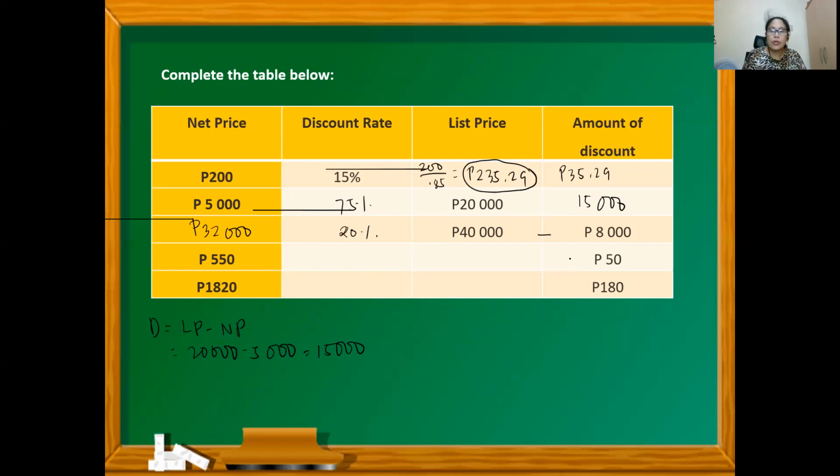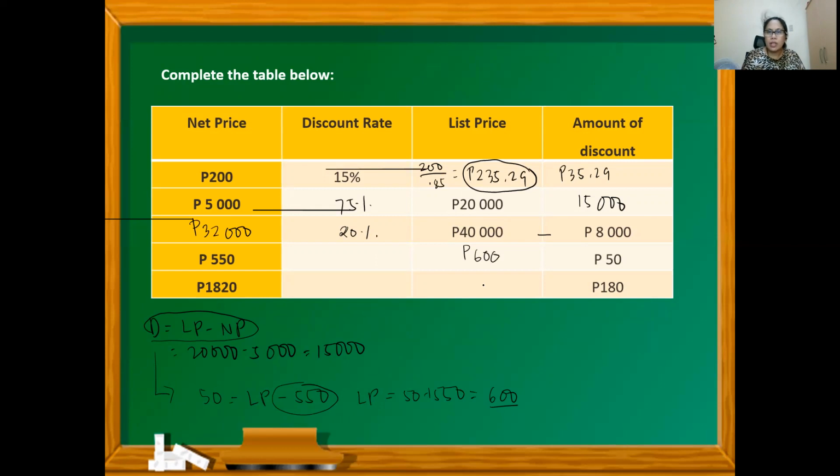For this, we can work on this formula. Okay. But here we are given the discount and the net price. Probably we can substitute the given here, and the discount is 50, and then we don't know the list price, we less that by 550. So working on LP is obtained by transposing to the other side. So we got LP equals 50 plus 550, and LP is 600. Okay, so this is 600 pesos.